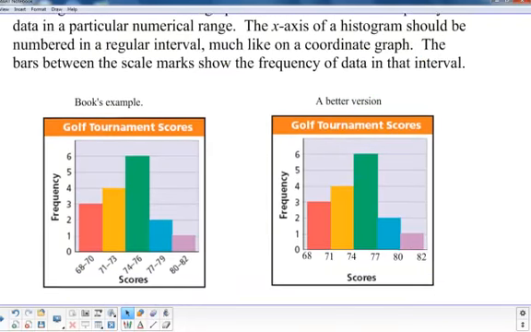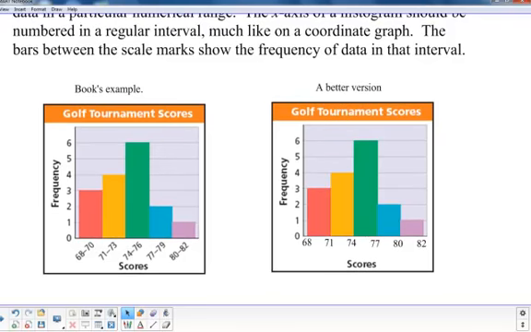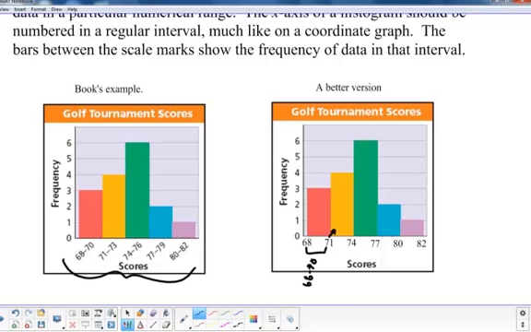A histogram is a bar graph that touches, and these are numbers. This is the way the book shows it. This, I believe, is a better way to show it. So this tells you that this section is from 68 to 70. 71 starts the yellow. So this section in the yellow is from 71 to 73. 74 starts the green.